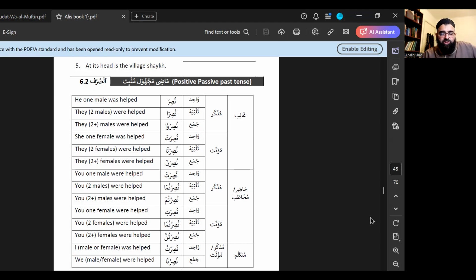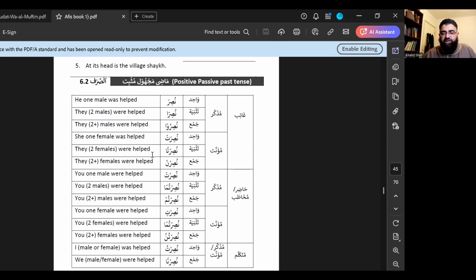So nusira, nusira, nusira, nusiru, nusirat, nusirata, nusirna, nusirta, nusirtu, nusirtum, nusirti, nusirtu, nusirtunna, nusirtu, nusirna. I might have missed something there, but the idea is the table. This is why when you get these 14 the first time, you memorize, drill it. The next one is easier.